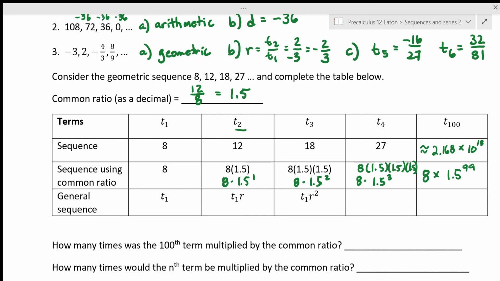So now let's try to generalize it for any common ratio and any T1. So instead of 8, we'll replace 8 with T1. So we have T1 R, T1 R squared, T1 R to the third, and this one would be T1 R to the power of 99 to find T100 for any geometric sequence. So the 100th term was multiplied 99 times by the common ratio.